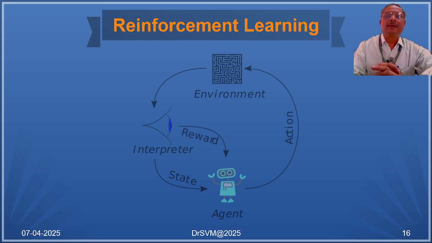It's an agent that makes some action, and that action changes the state of the environment, and an interpreter will provide a positive or negative reward depending upon how the environment changed. Does it go towards the goal, then positive. If it goes away from the goal, then we get a negative reward. So that's another interpretation of reinforcement learning.